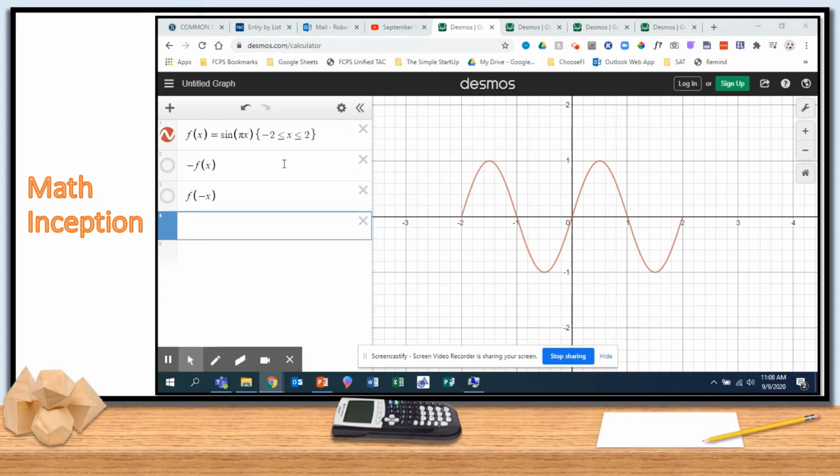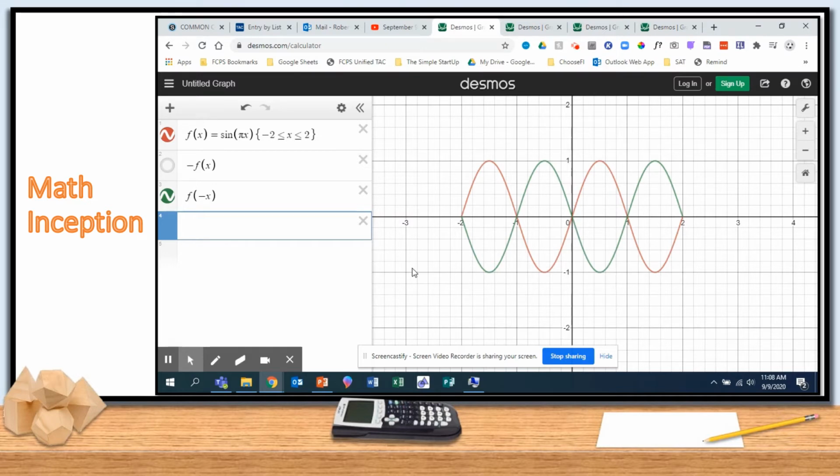So remember, if it is going to be even, it will have a reflection across the y-axis that will match up exactly with the original function. How do we do that? We do f of negative x. We're changing the x value to negative. So if I turn this one on, it does not match up exactly. So we would say, okay, this one is not an even function.